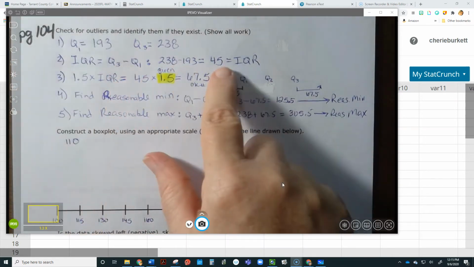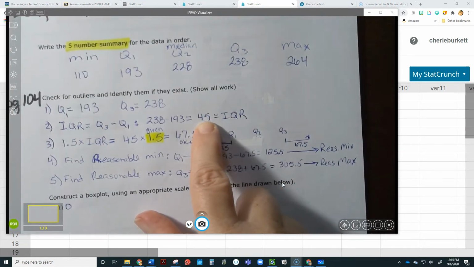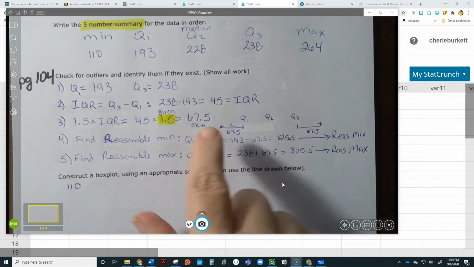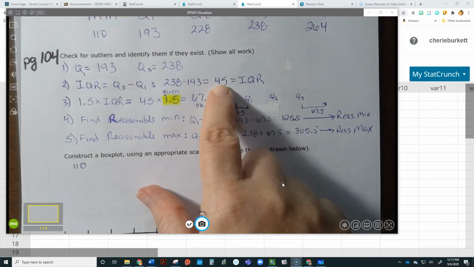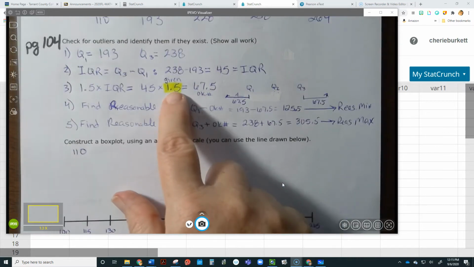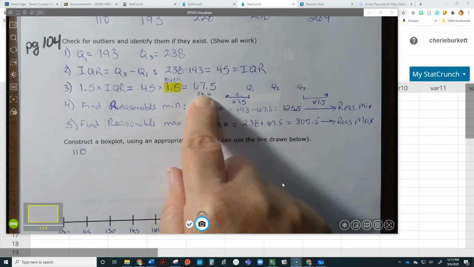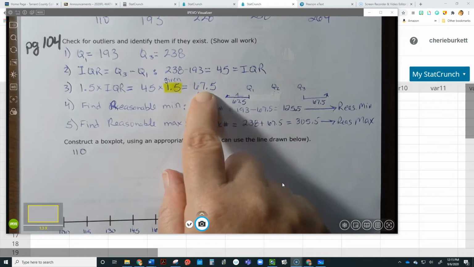We found the IQR, and if we did it by hand, the IQR was 45. If you use StatCrunch, you're going to get a different IQR, and don't worry, I have that one all worked out, so it will match StatCrunch. I'll show you that in just a second. Then you take your IQR and multiply it by 1.5. This is going to give us our okay, our reasonable boundary finder. It's okay to be this far away.